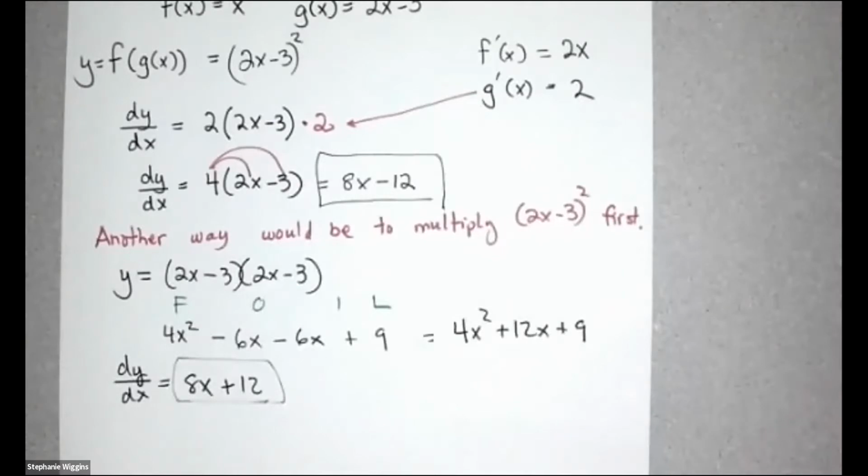Just remember, you've always got to multiply by the derivative of this inside function. So you take the 2 out front, multiply it, and then of course you subtract 1. So we're going to have 2x minus 3, but then multiply by the derivative of what's inside, okay? All right, example 2.